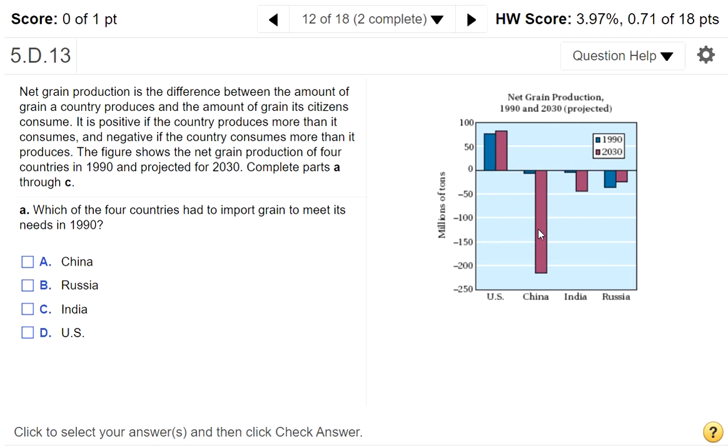So we got a bar graph here on the right, a side-by-side bar graph. That way we can compare the years 1990 and 2030 projections. Which of the four countries had to import grain to meet its needs in 1990?